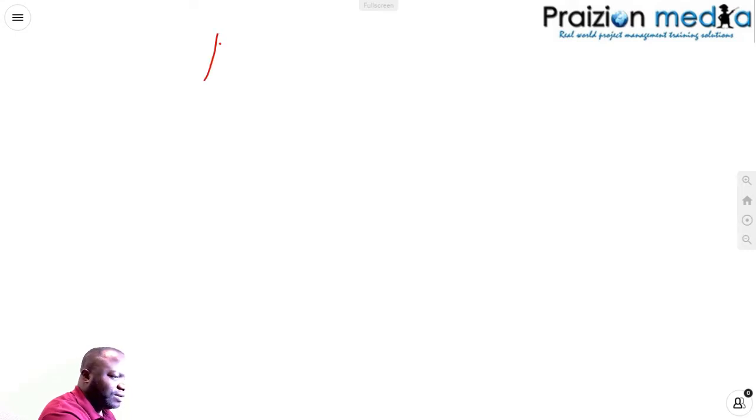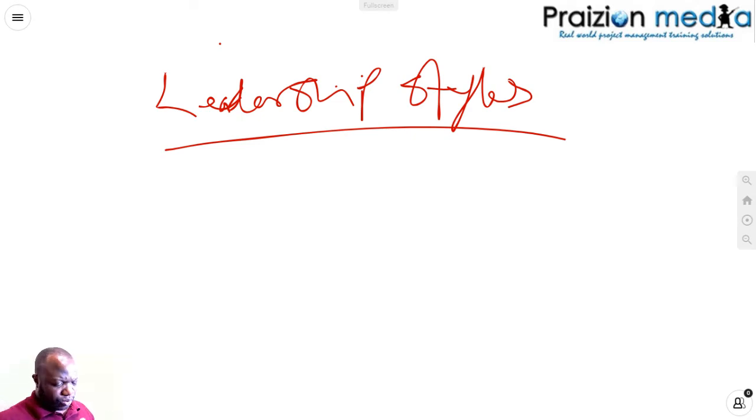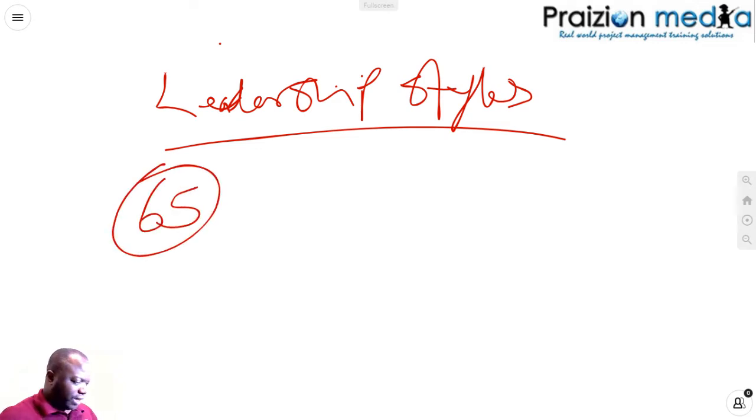So leadership styles. We had a number talked about in previous other publications, but not the PMBOK guide. So leadership styles: laissez-faire, transactional, servant leader, transformational, charismatic, interactional. Those are talked about as well on page 65. So 65 is definitely a delight to read.